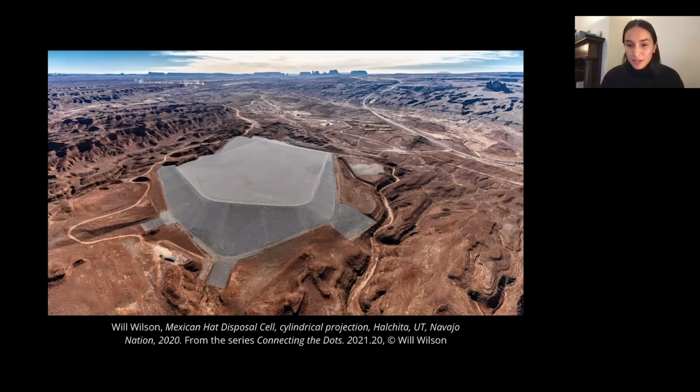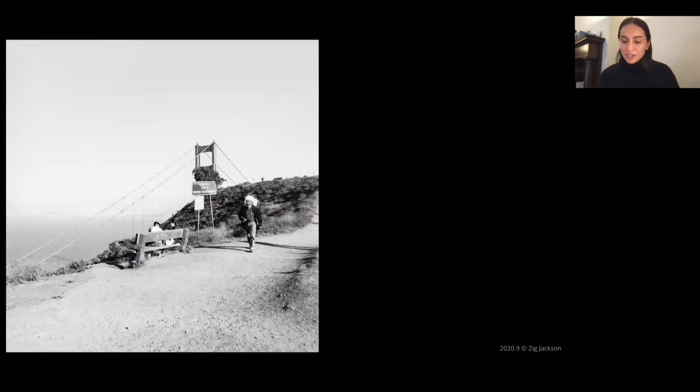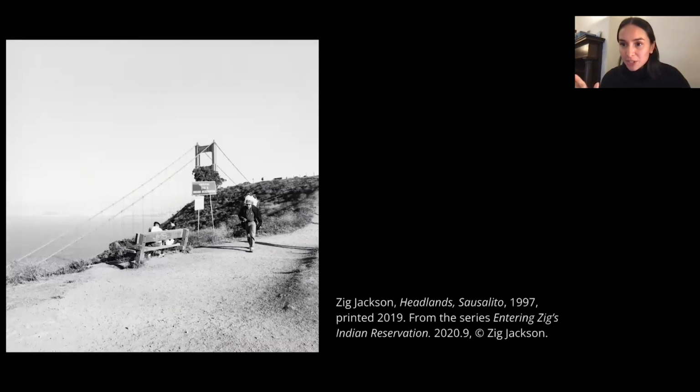So with that, the final photograph that I'll be transitioning to talk about is this one by Zig Jackson. First of all, can anyone tell me where we are in this photo? Amazing. Yeah, so everyone's right. We are in San Francisco at the Golden Gate Bridge. This photo, here's the label, kind of spoiled the answer.